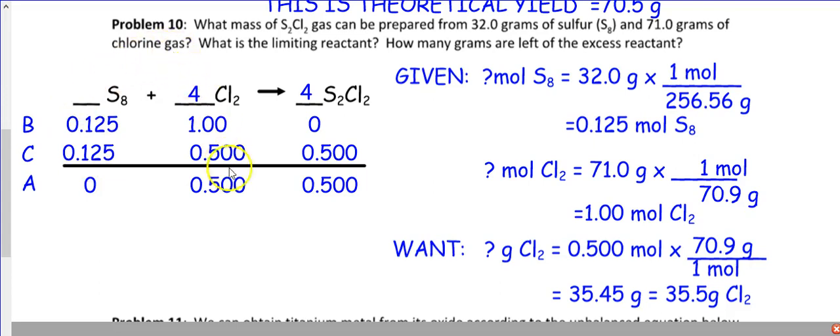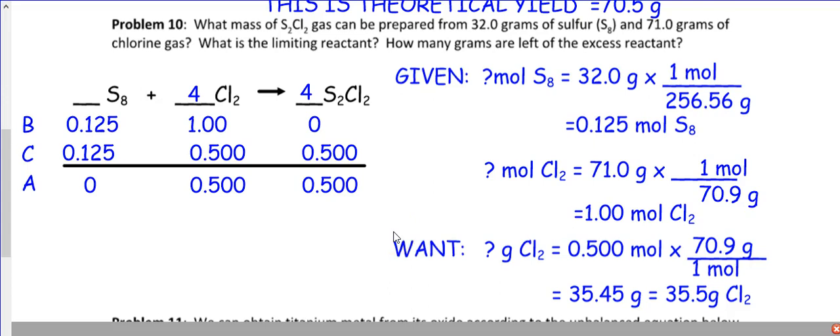0.125 divided by 1 times 4 is 0.5. When I was looking at this myself, I actually looked at this. What's 1 divided by 4? It is 0.25. That would have been too big if I used chlorine as my limiting reactant, which meant my sulfur was my limiting reactant. So I put the 0.125, 0.5, 0.5. So I subtracted out, I have excess chlorine, and I made 0.500 moles of the disulfur dichloride. So my limiting reactant is the sulfur.